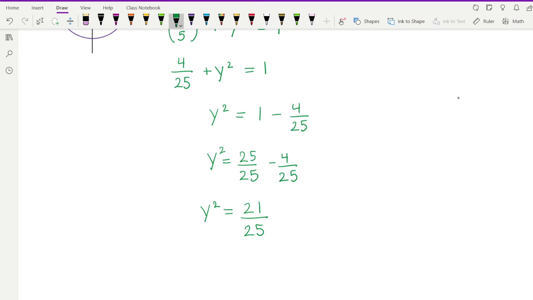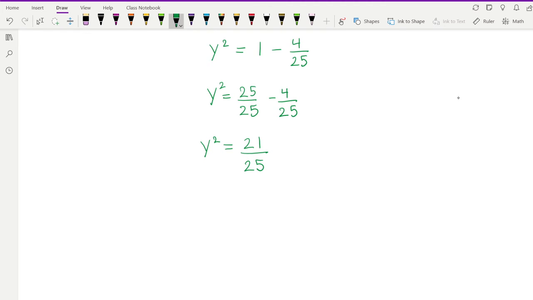But we're not done yet, right? Because we're not trying to find y squared, we're trying to find just y. And so now we need to take the square root of both sides. But importantly, when you take the square root of both sides, you have to include a plus or minus, right? Because we don't know whether y is positive or negative. So if you have a number and you square it, it always gives you something positive. But when you square it, you kind of lose track of whether the original number was positive or negative.